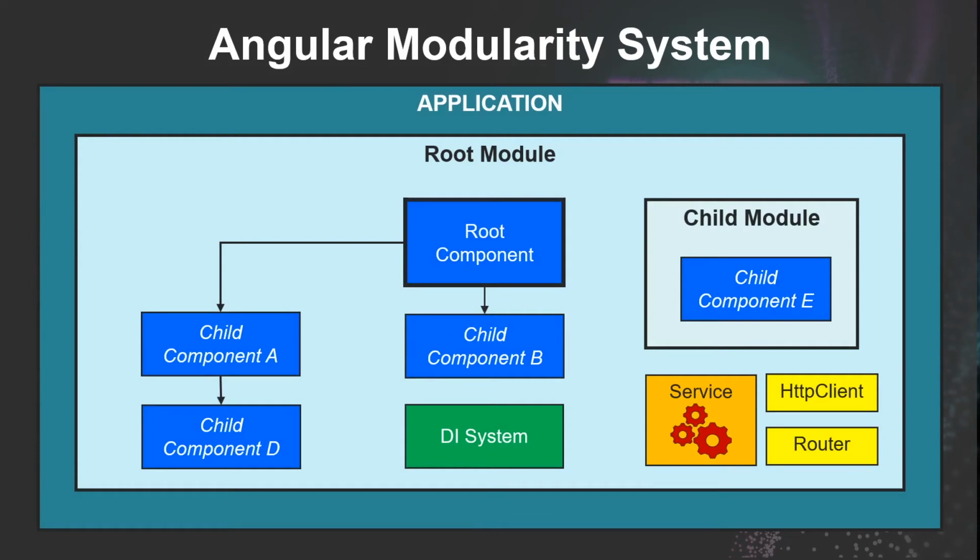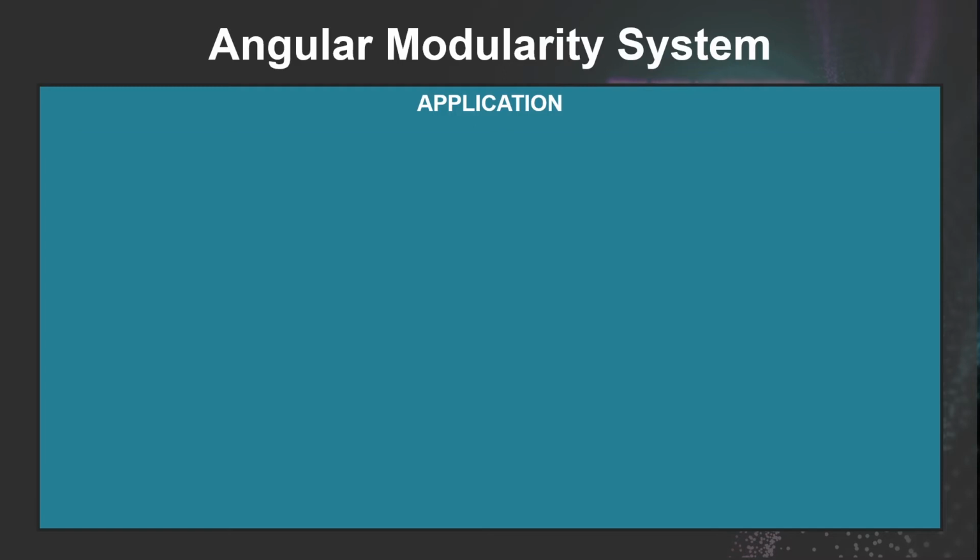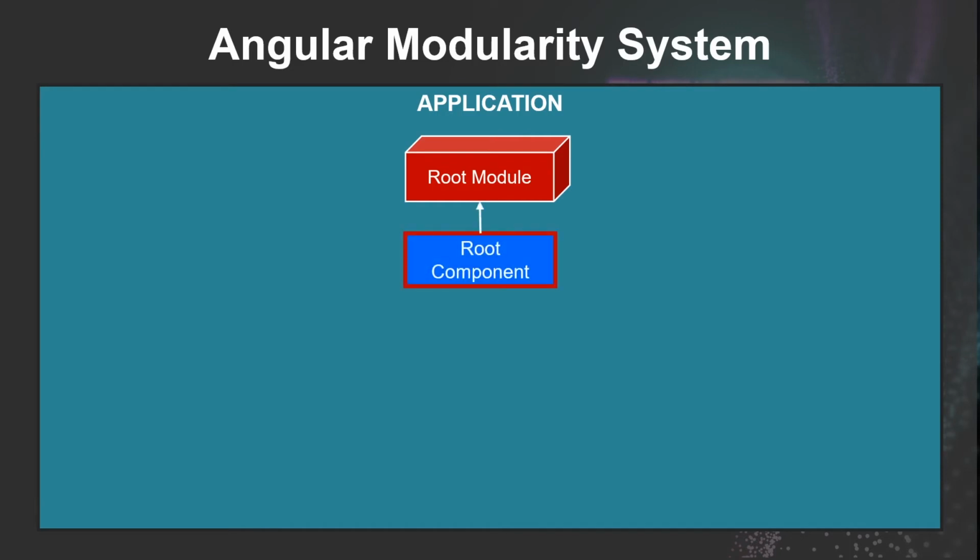Here again is the diagram showing the different items of the Angular architecture. Let's focus our attention only on the Angular modularity system. And to do that, we're going to revamp this diagram and remove some of the unneeded items. So here at the very top, we have the root module and the root component. If you recall, there must be exactly one root module and exactly one root component in the Angular application.